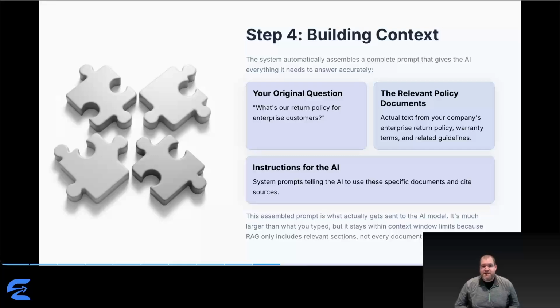This assembled prompt is much larger than what you would have typed, but it stays within the AI's context window limits because RAG was selective about what it retrieved. Instead of trying to cram your entire knowledge base into the context, it included only what mattered for this specific question. This is the connection back to our video on context windows. RAG doesn't eliminate those limits, but it helps you manage what fits by being intelligent about what to include.